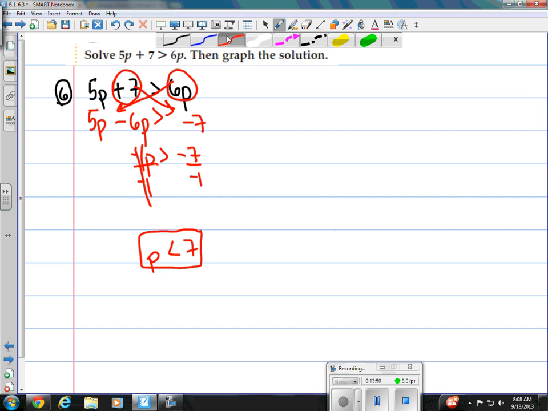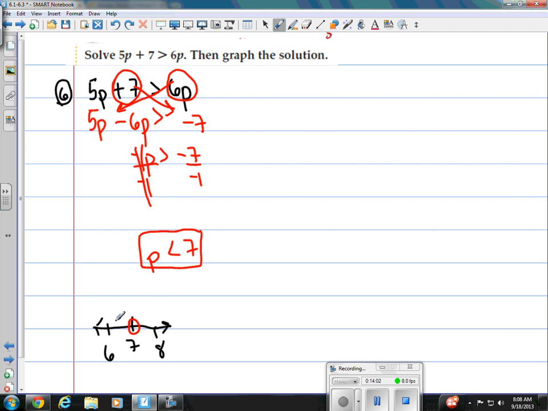And then it says to graph our solution, so we're just going to make a number line. 7 in the middle. 6 is less than 7, 8 is greater than 7. Then we're going to look. If it's less than, it's an open circle. We want everywhere to the left shaded. It points to the left and also says less than is left.